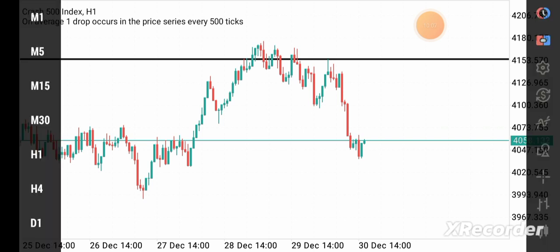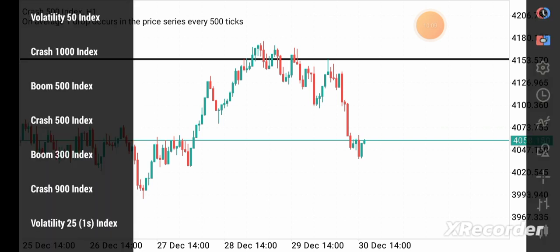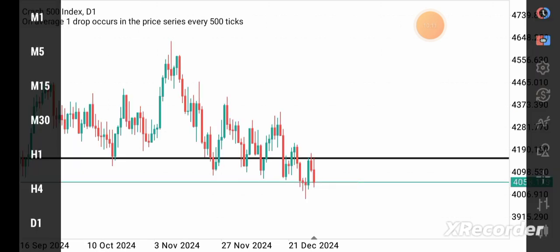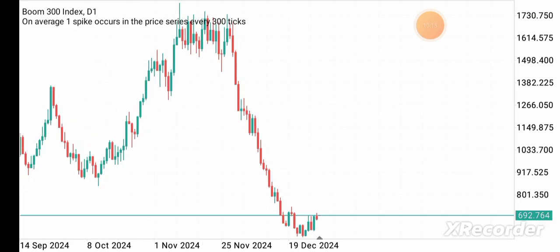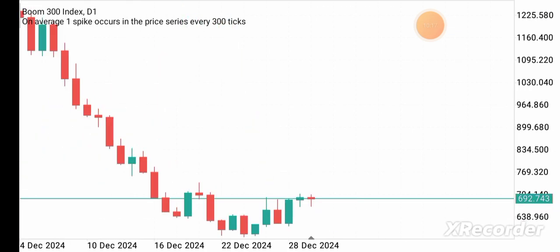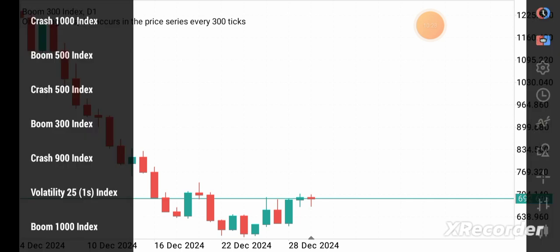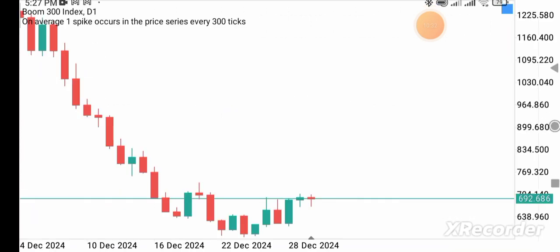So you just need to go through different pairs. Now we've looked at about 3 pairs or so. Let me check another pair. Boom 1000 index. As you can see, yesterday's candlestick did not sweep the wick of the previous day. As you can see, the wick of the previous day is covered by the body.